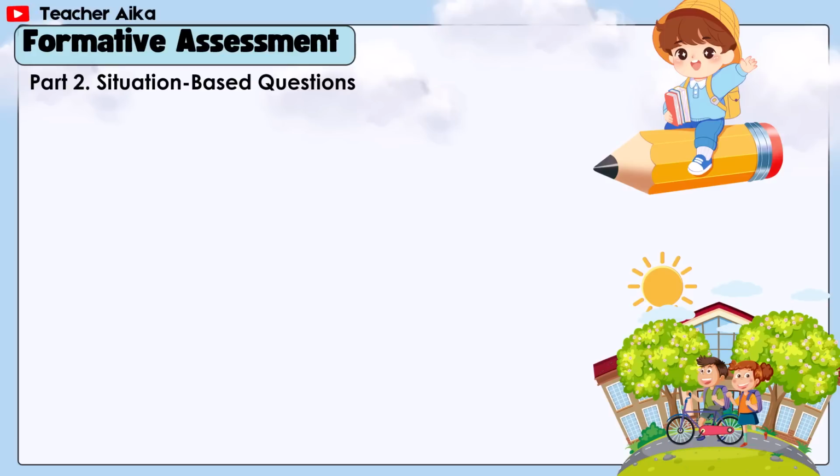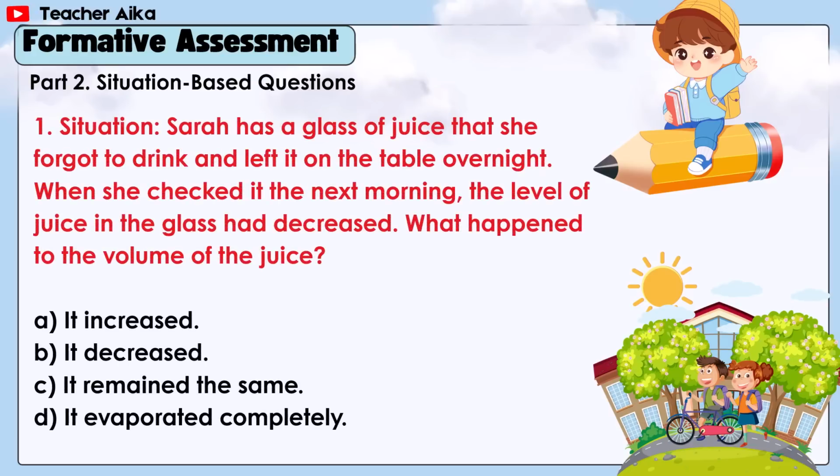Part 2, situation-based questions. 1. Situation. Sarah has a glass of juice that she forgot to drink and left it on the table overnight. When she checked it the next morning, the level of juice in the glass had decreased. What happened to the volume of the juice? A. It increased, B. It decreased, C. It remained the same, or D. It evaporated completely.